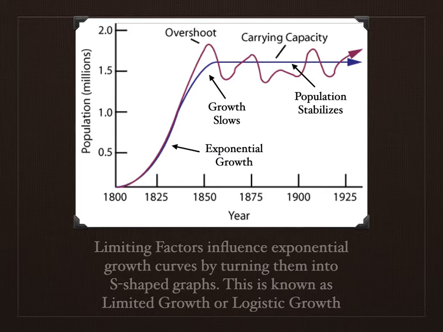Now, in reality, the red line shows you what happens in nature. In nature, it's never a perfect story. It never just goes up and then flattens out. Populations overshoot, and then they drop. And usually what happens over time as they stabilize is they just fluctuate. They hover back and forth around the top of that line, the carrying capacity, the top of that blue line. Okay, so that's usually what it looks like in nature. And that's known as limited growth or logistic growth. So the growth has been limited. It was going up exponentially, and then it was limited. Well, everybody have that one?